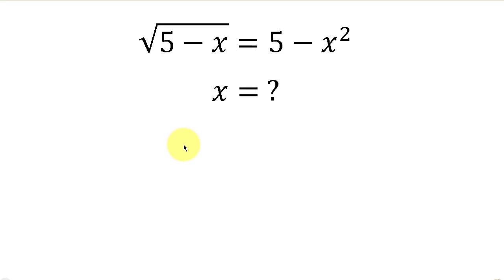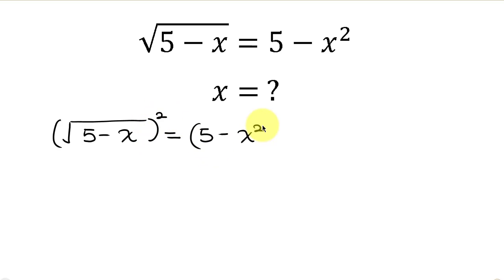Let's solve this math question that says find the values of x for which the square root of 5 minus x is equal to 5 minus x squared. Well, our first step will be for us to remove this square root by taking the square of both sides. So on the left hand side, we have the square root of 5 minus x, and on the right hand side we have 5 minus x squared. Now let's remove the square roots by taking the square of both sides.